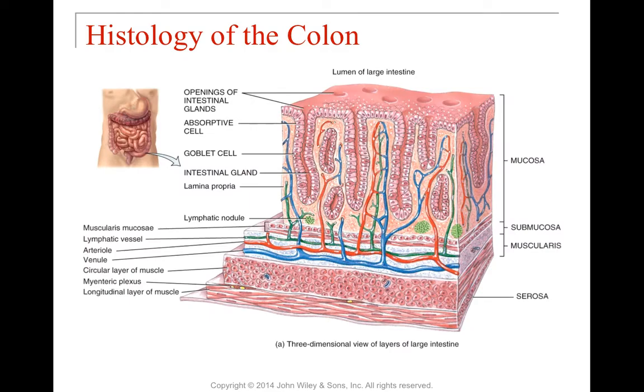All right, so here's the histology of the colon. Just like previously, we have the mucosa, the submucosa, the muscularis. But in this case now, we have little openings of intestinal glands, and we're basically just responsible for absorption. Here we have absorptive cells, we have goblet cells. Remember, these secrete mucus. Intestinal glands are going to secrete that mucus.